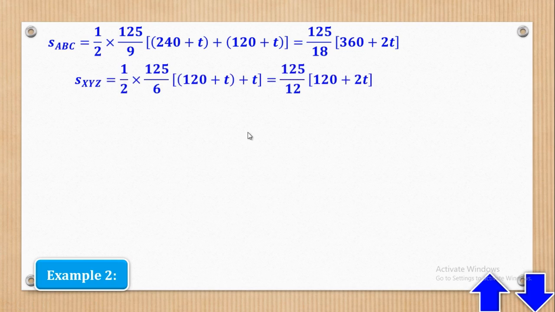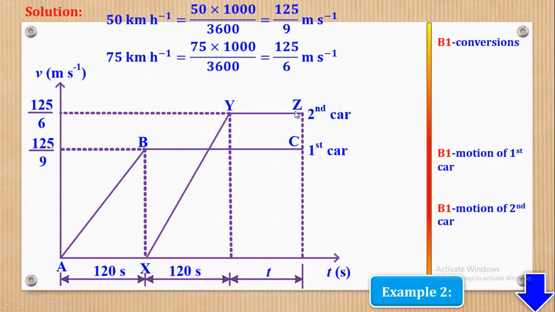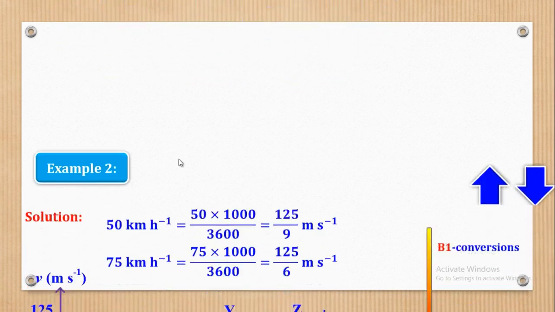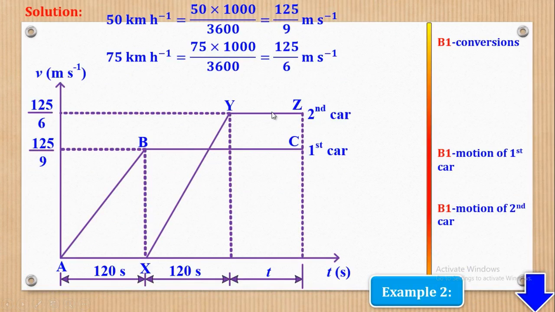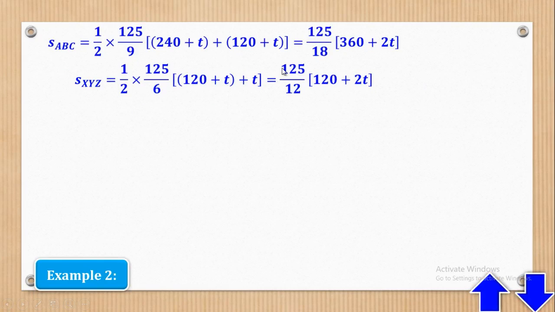Now next we shall go to distance traveled by the second car, which is XYZ. So when you look at this XYZ, from here to here to here is also a trapezium with height of 125 over 6. Then A is T and B is 120 plus T. So the distance will be half times 125 over 6 multiplied by open brackets 120 plus T, then plus this T. When I use a calculator, I'll come up with 125 over 12 in brackets 120 plus 2T.